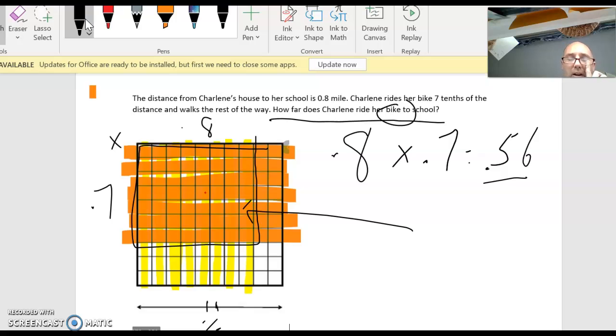All right, so use your grids and make your boxes and to help you visualize it, to see it, make number lines. It all goes together, doesn't it?